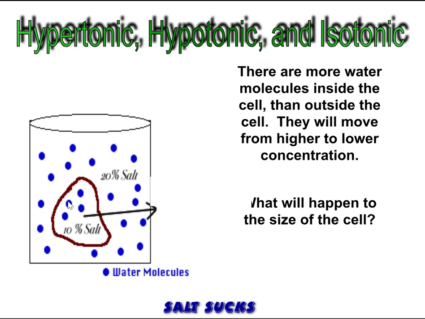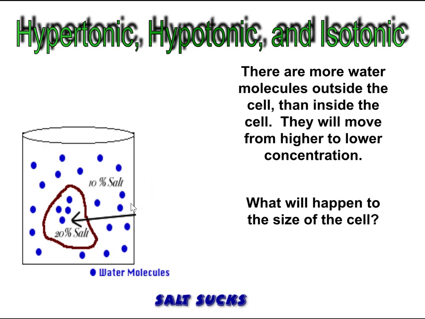So in here, we have just a little bit of salt. Outside of my cell, I have a lot of salt. So the water is going to leave my cells. So if it's leaving our cells, what kind of solution is that going to be? The water is leaving my cell. So it's going to be shrinking in size. This is going to be a hypertonic solution. Okay, so it's shrinking because again, the water is leaving.